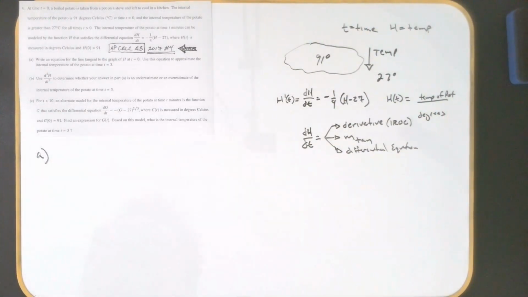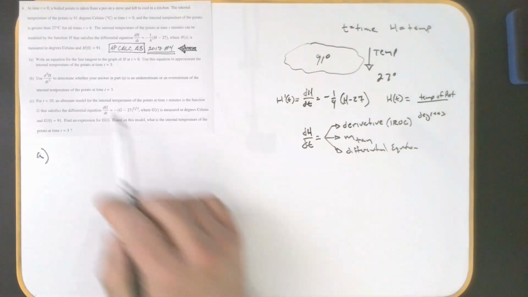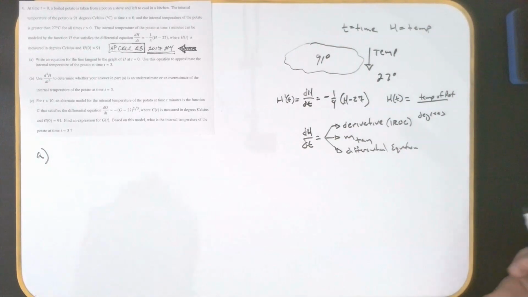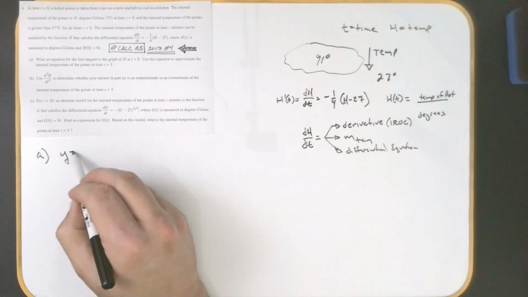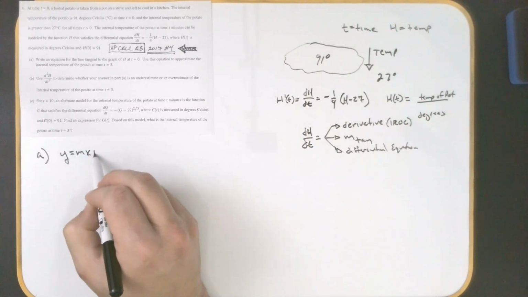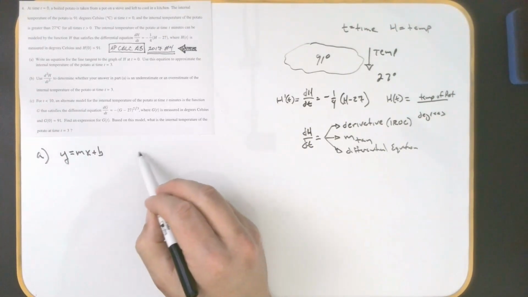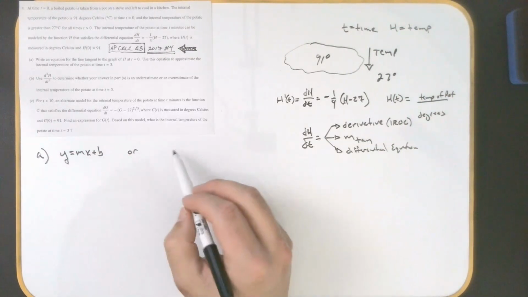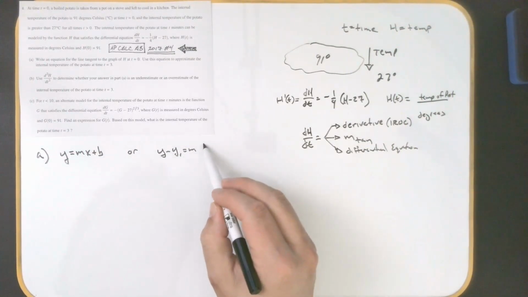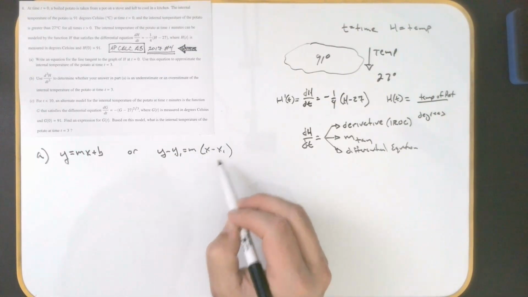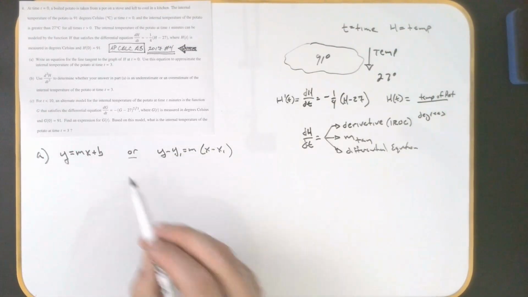Part A says, write an equation for the line tangent to the graph of h at t equals 0. Use this equation to approximate the internal temperature of the potato at 3 minutes. Well, you've done this quite a few times in calculus. They want the equation of the tangent, which seems to be a big topic. You could do slope-intercept, or you could do point-slope. Whichever one you want to use doesn't matter.